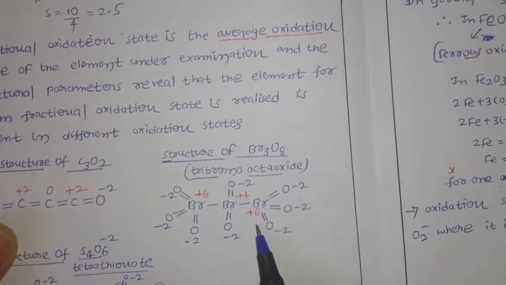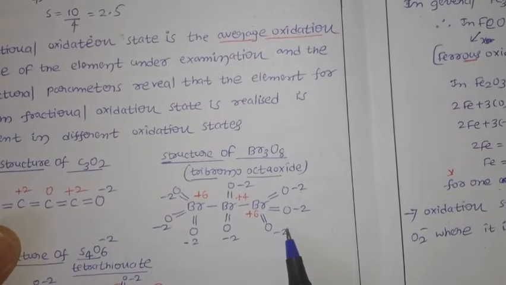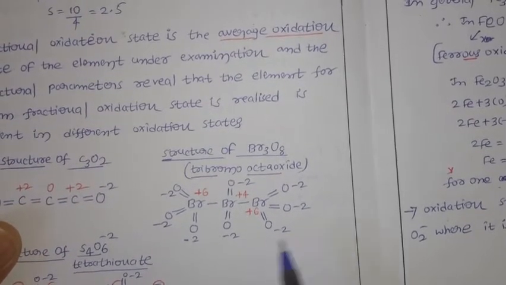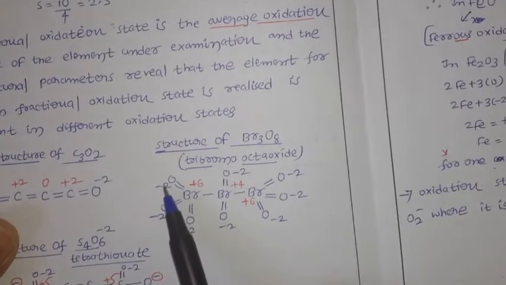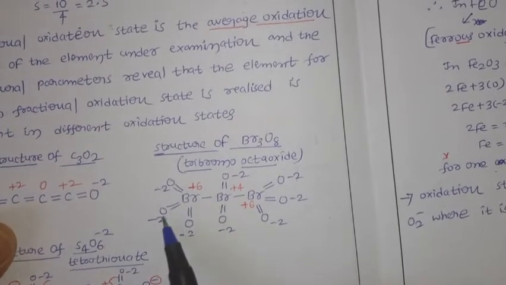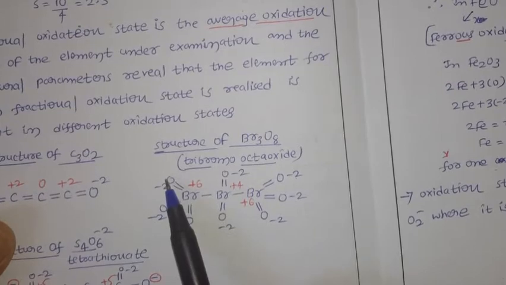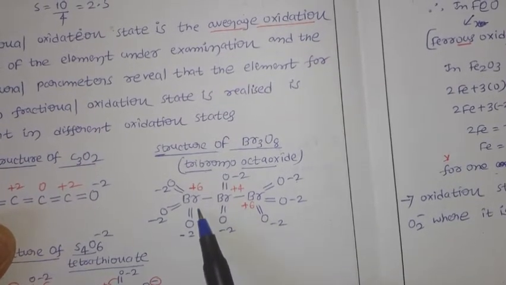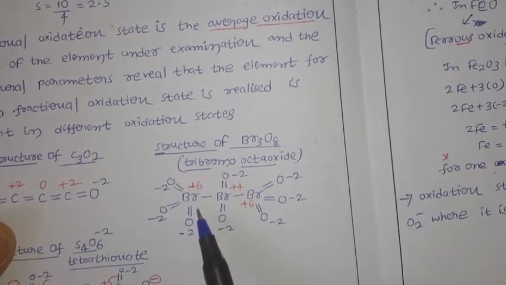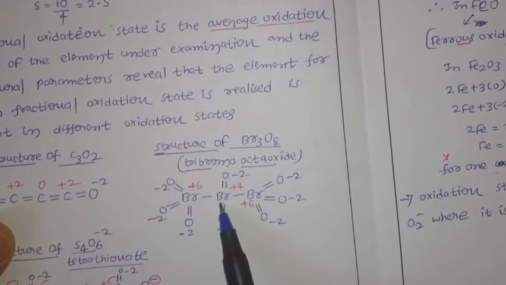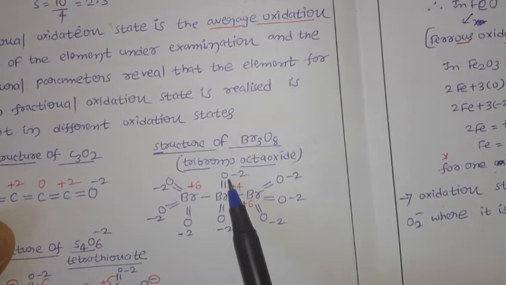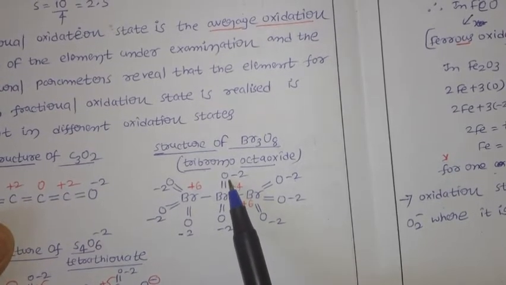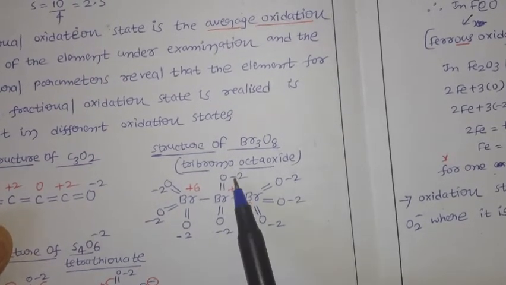Next, the structure of tribromo octaoxide is like this. In this, the general oxidation state of oxygen, as you know very well, is -2, -2, -2. This total charge of -6 is balanced by +6 on the bromine atom. Next, there is no transfer of electrons between these two. But here on this bromine atom we have one oxygen atom and another oxygen atom, so here -2, -2.